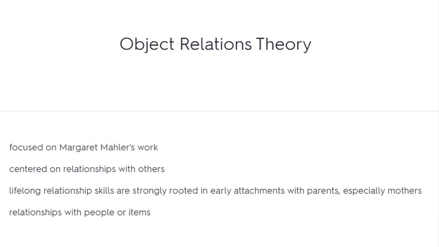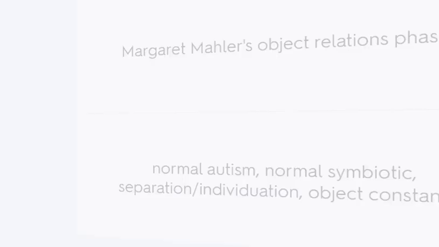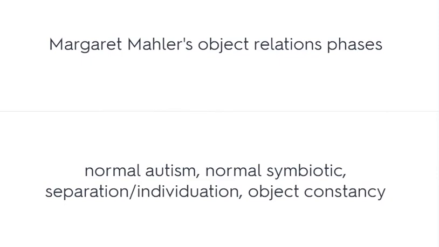Object relations theory focused on Margaret Mahler's work centered on relationships with others. Lifelong relationship skills are strongly rooted in early attachments with parents, especially mothers' relationships with people or items. Margaret Mahler's object relations phases: normal autism, normal symbiotic, separation, individuation, object constancy.